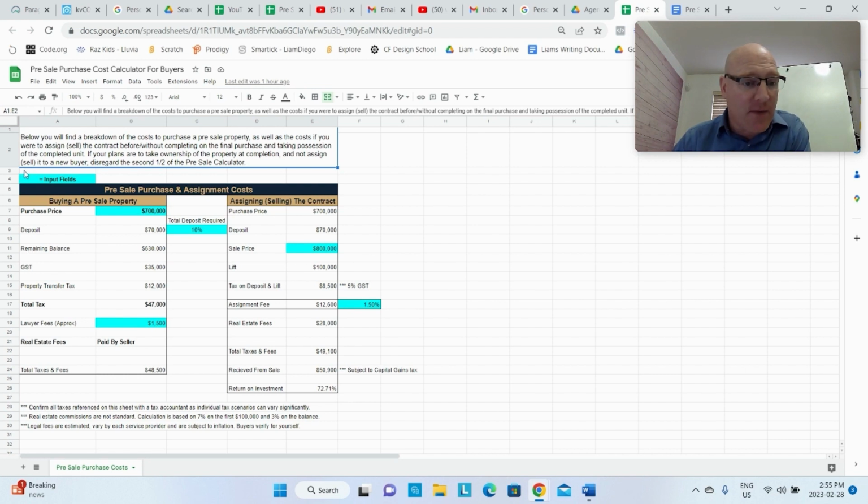Everyone dealing with a pre-sale will have to deal with this side of the calculator, and there are a few caveats down here. Confirm all taxes referenced on this sheet with a tax accountant, as individual tax scenarios can vary significantly. Real estate commissions are not standard. Calculation is based on 7% on the first 100,000, 3% on the balance.